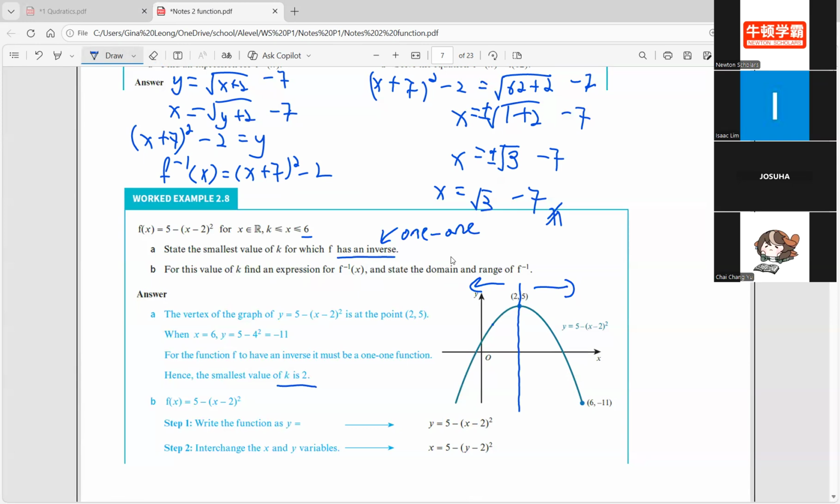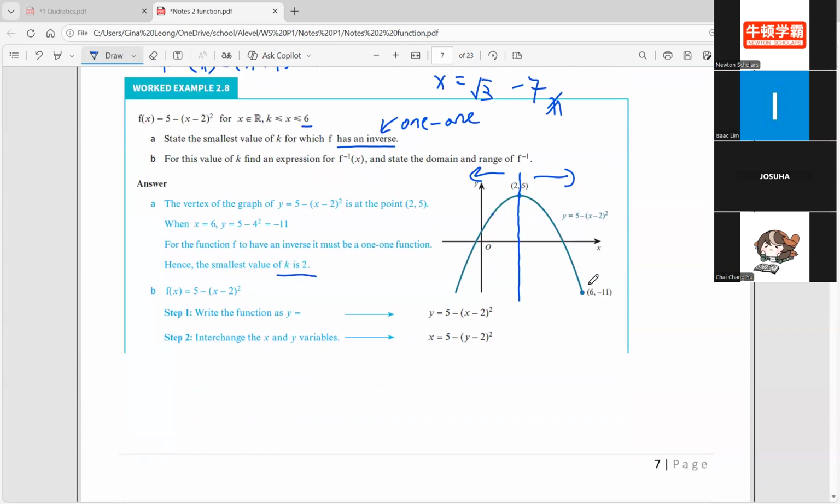Okay, for this K value, find the expression of the inverse. So we start to do the inverse using the same method, inverse function. We already interchange this one. So we move, and we get y minus 2 squared equal to x minus 5. Then you move this one here, then you move the 2 also, plus 2. So I already get my inverse.